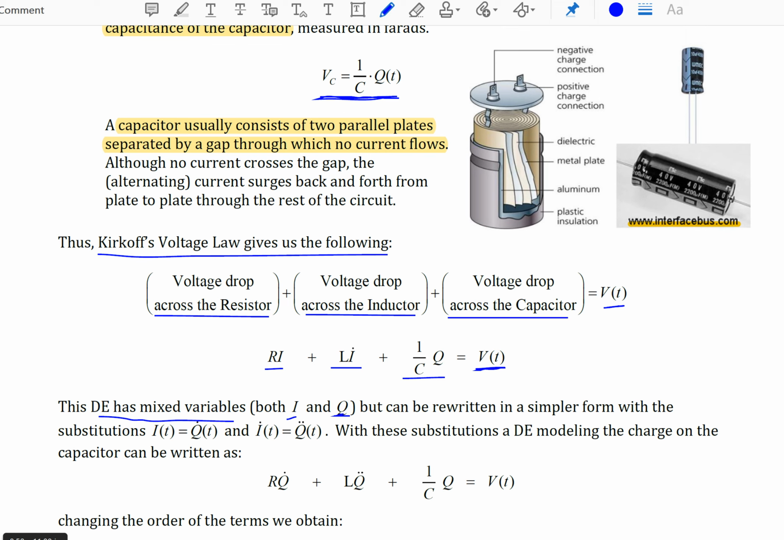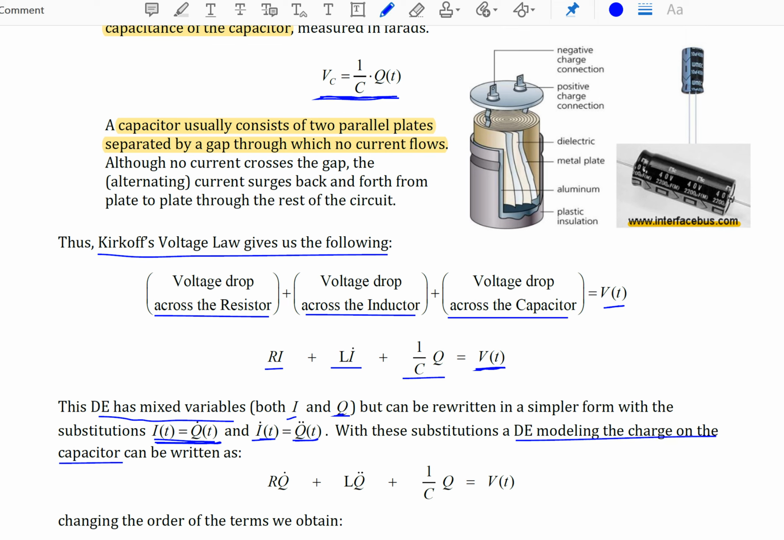So earlier we said that current is the rate of change of the charge. And if that's true, we can take the derivative of both sides of this equation. On the left, we'll get I prime of t. On the right, since there's already a first derivative, we'll get a second derivative. With these substitutions, a DE modeling the charge on the capacitor can be written as follows.